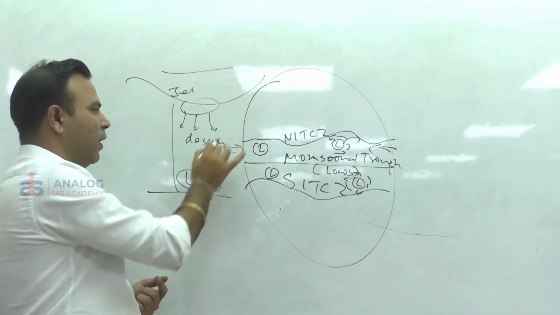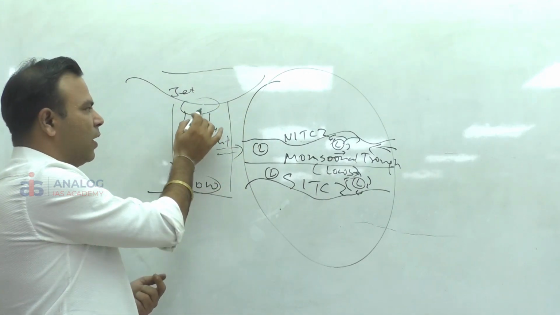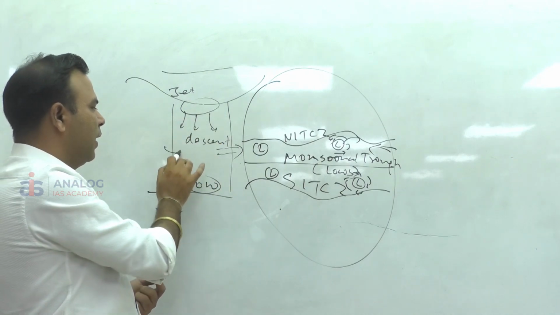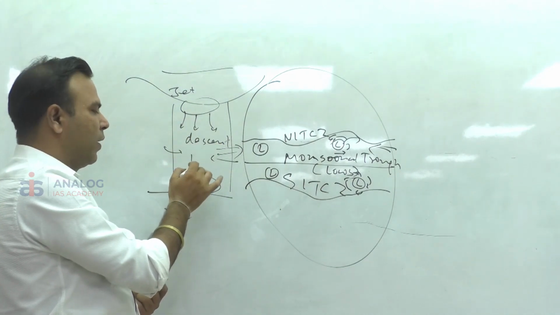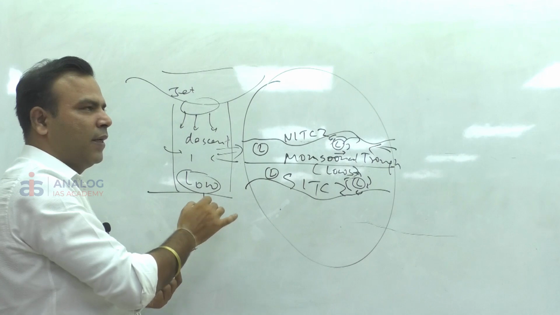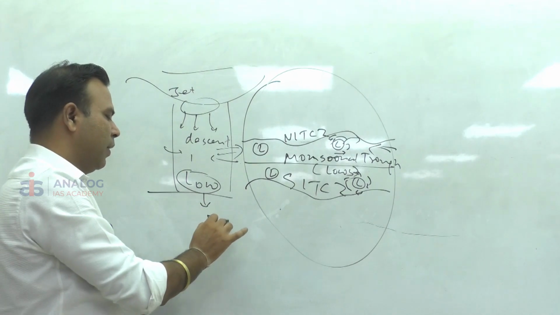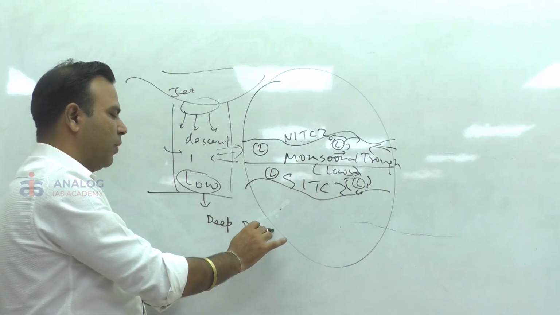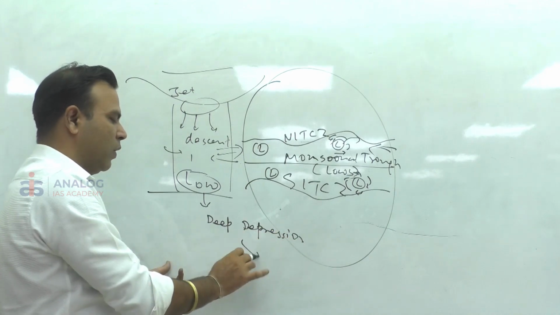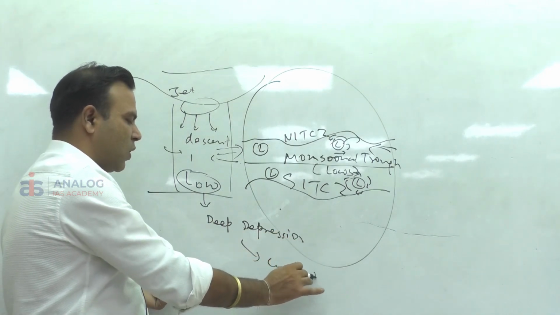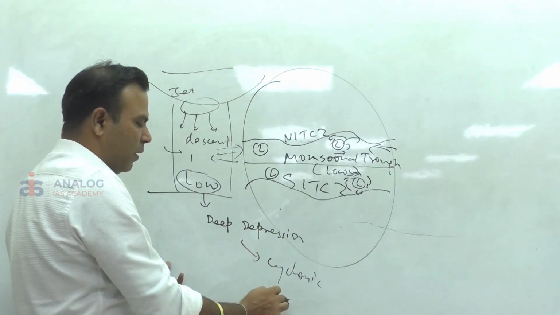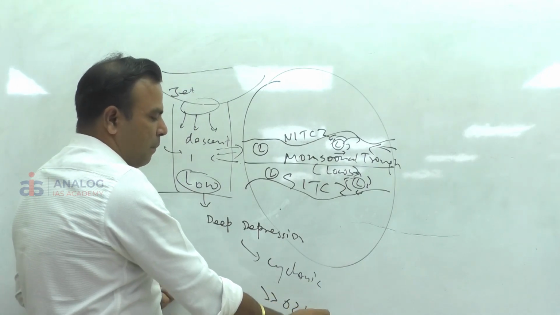pressure is maintained. Now what is happening is that when the clouds are releasing latent heat, it is getting more and more low pressure. So the low pressure deepens further and becomes a deep depression, and the deep depression grows further into what is called a cyclonic storm, and the speed here is above 62 kilometers per hour.